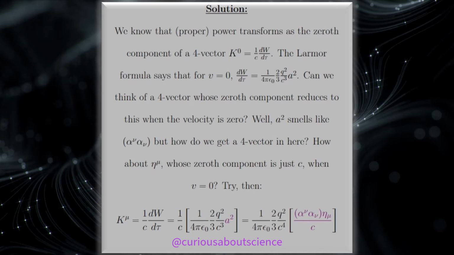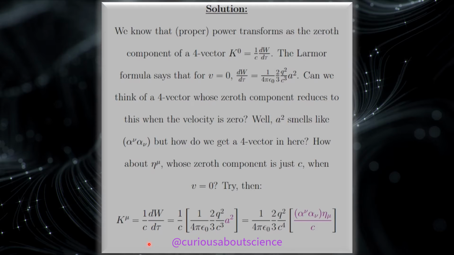So how do we get a 4-vector in here? How about the velocity 4-vector, or the proper velocity 4-vector, u^mu, whose 0th component is just c? Okay, that would make sense, when v equals 0, of course. So when this is the case, let's try plugging this in. So k^mu is equal to 1 over c dW d tau, again, tau being the proper time here. We've got to be careful with all our definitions again.